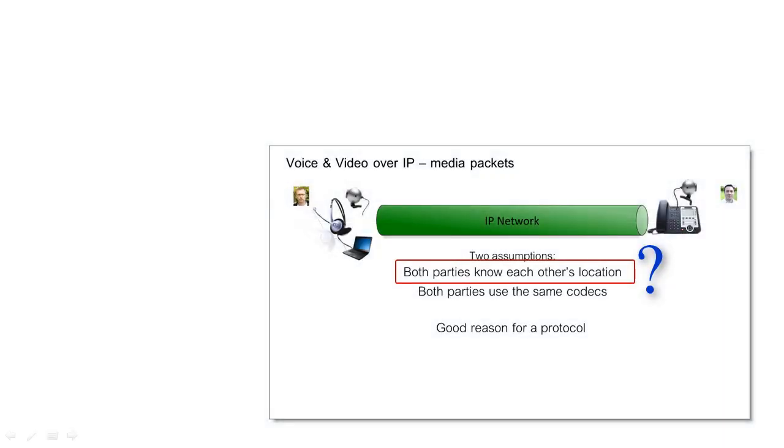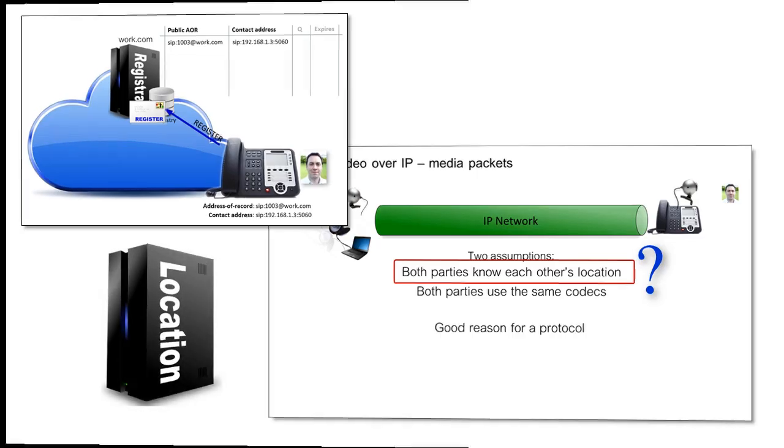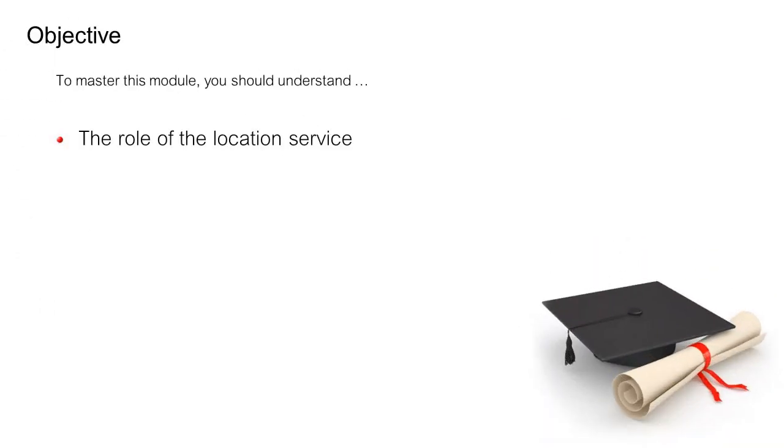In order for SIP to help parties discover each other's location, users must first register their address of record and contact address with the registrar server. But that's just half the process. The discovery half depends on the SIP location service. In this module, we'll study the role of the location service and the process of SIP location.